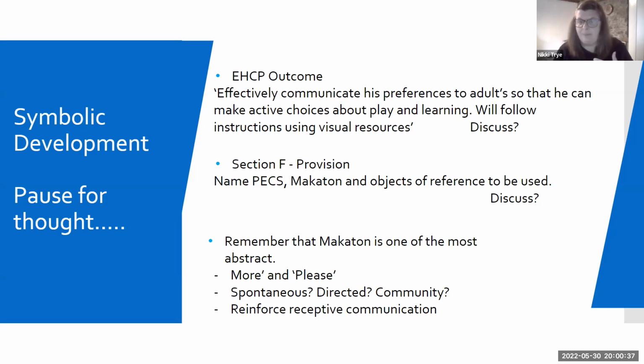All right. And then the last one, remember that Makaton is one of the most abstract. So we teach our young people to sign more and please, but in terms of them being able to use spontaneous communication, directing it, and also using it in the community, just take all those things into account if you are going to be using Makaton. If I sign more, you're then going to have to double guess. Okay, do you want more of this? Do you want more of this? Do you want more of this? Unless we're doing an activity, you've removed the item and then I'll sign more. But if I just randomly come up to you and say more, you're going to be like, okay, and what do you want more of? And then you're having to second guess. Whereas with the use of PECS, we can be really clear about the language and the vocabulary that young person has, and therefore they can get their needs met pretty quickly in comparison.